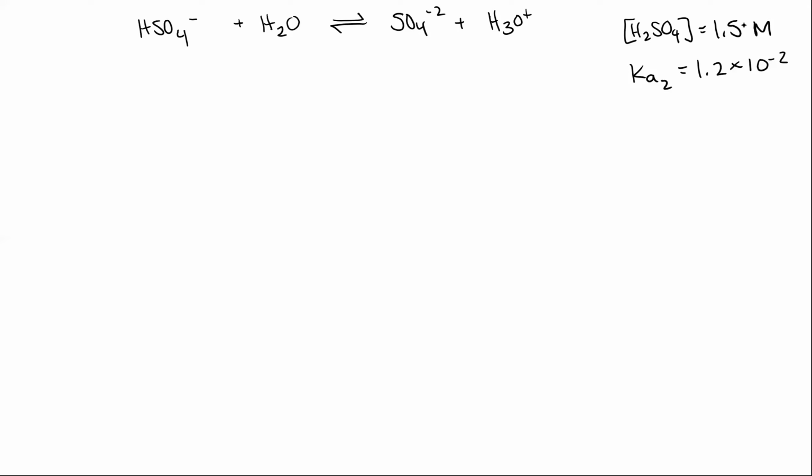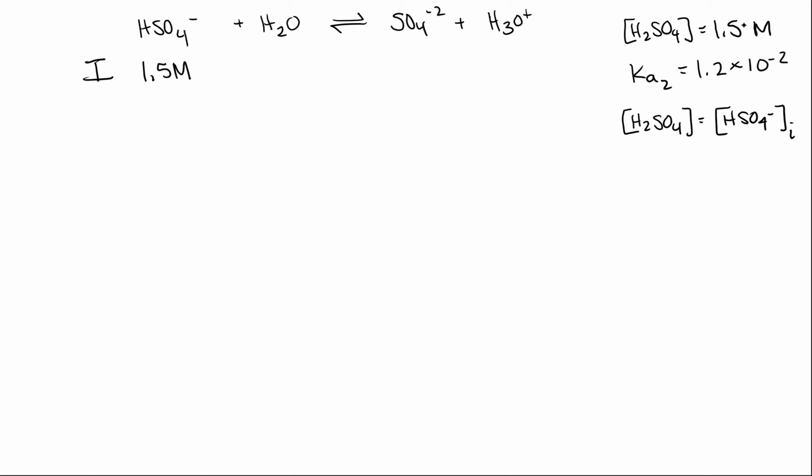Okay, so I have the second ionization of sulfuric acid written out as a chemical reaction, and the information that was given to us in the problem, that we have 1.5 molar sulfuric acid and that we have a Ka2 of 1.2 times 10 to the -2. Because sulfuric acid is a strong acid, the concentration of H2SO4 will equal the initial concentration of HSO4 minus. All of it will ionize. And so that means our initial concentration for our HSO4 minus in our ice table is 1.5 molar.